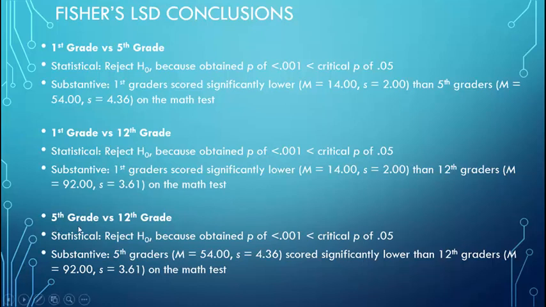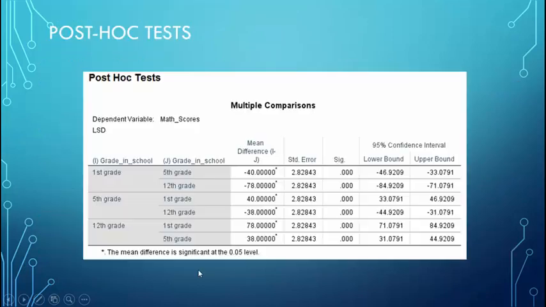And then lastly, fifth graders compared to 12th graders. Statistically, again, we reject the null because our obtained P of less than 0.001 is less than the critical P of 0.05. Substantively, fifth graders with a mean math score of 54, standard deviation of 4.36, scored significantly lower than 12th graders, mean of 92, standard deviation of 3.61 on the math test.